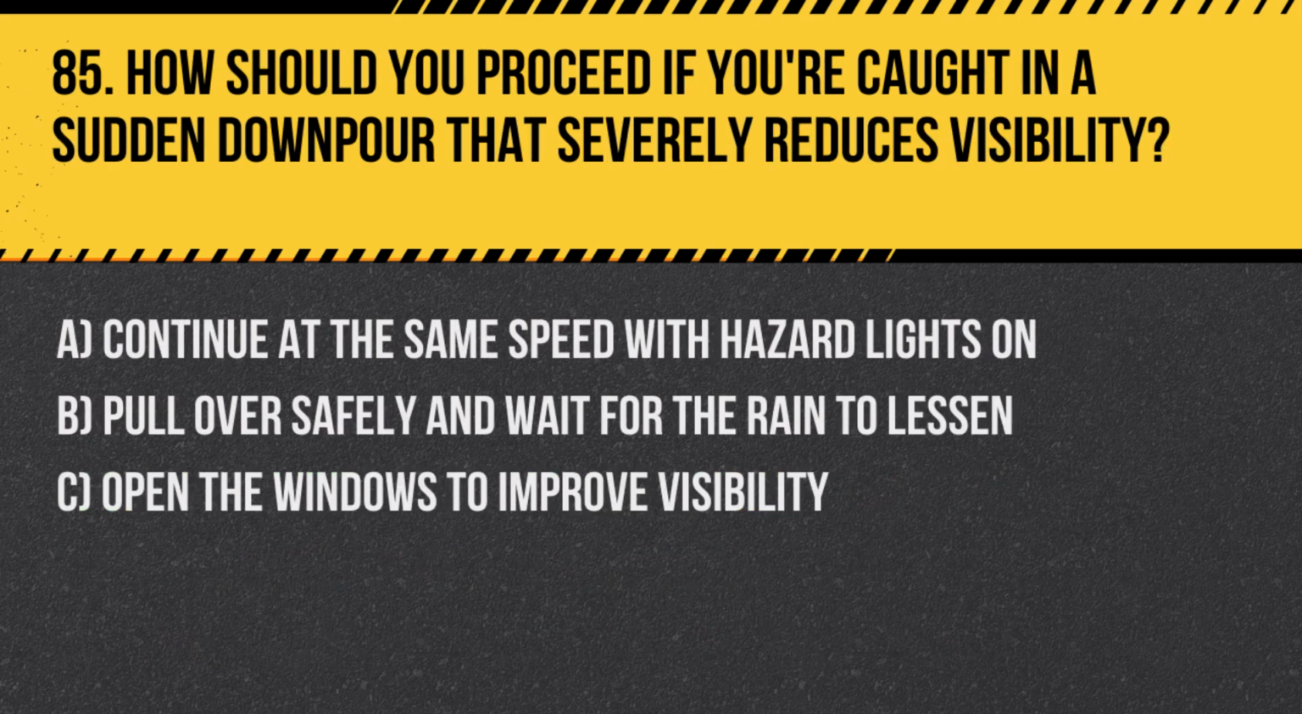Question 85. How should you proceed if you're caught in a sudden downpour that severely reduces visibility? A. Continue at the same speed with hazard lights on. B. Pull over safely and wait for the rain to lessen. C. Open the windows to improve visibility.